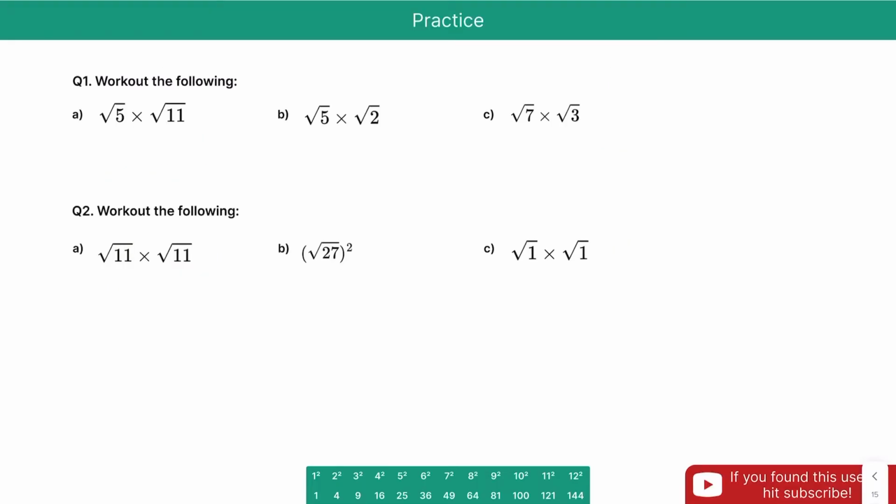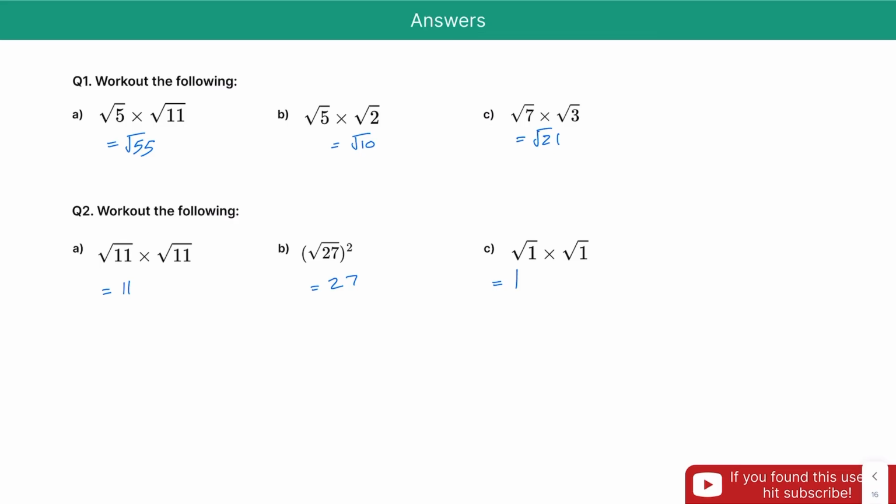So here's some practice questions for you to have a go at. Press pause and have a go. When you're ready, press play for the answers. Here are the answers. Mark your work.